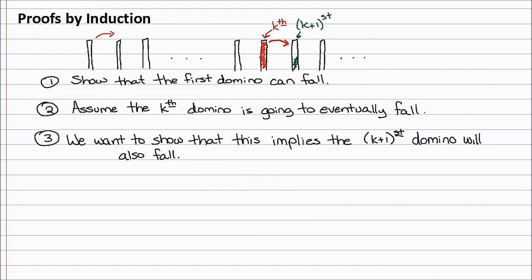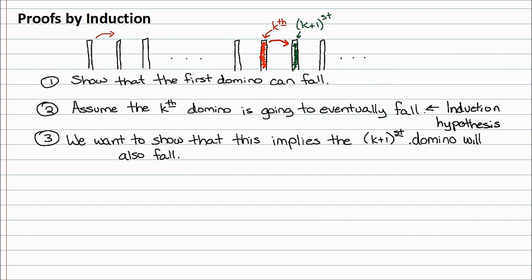I'll go ahead and highlight that in green. We want to show that it's going to knock over that green domino. Okay. By the way, one last little piece before we get into the actual proof here. This second little bit is called the induction hypothesis, and that's just a fancy name or term for the fact that we're assuming that that kth domino is going to fall.